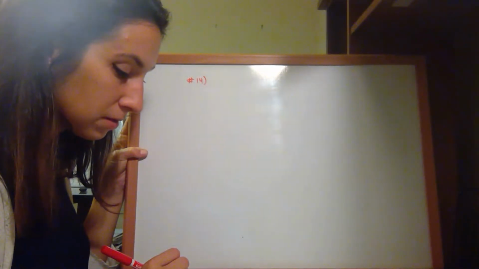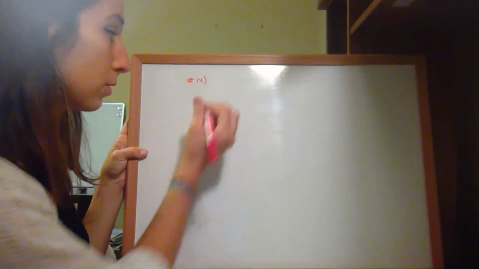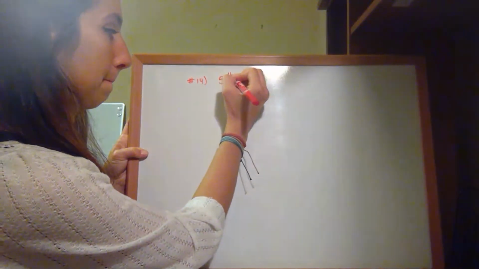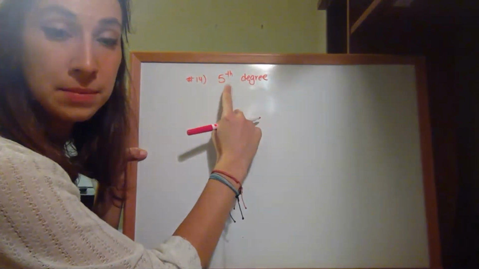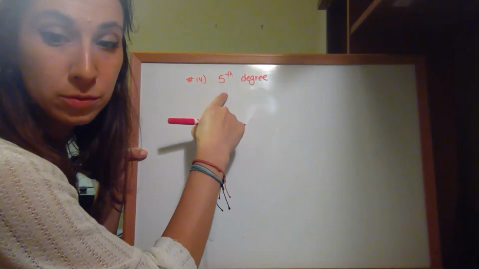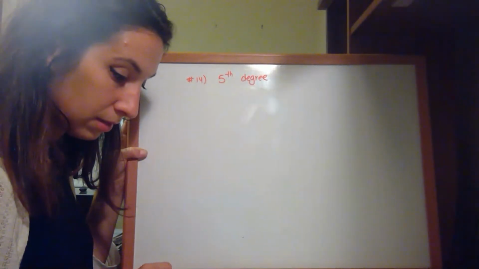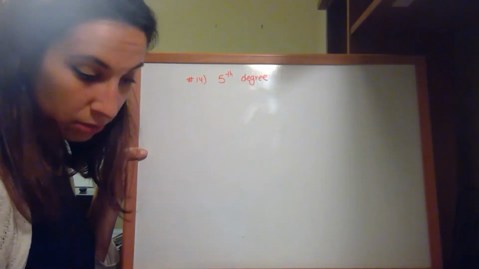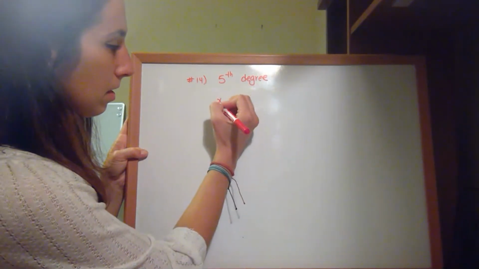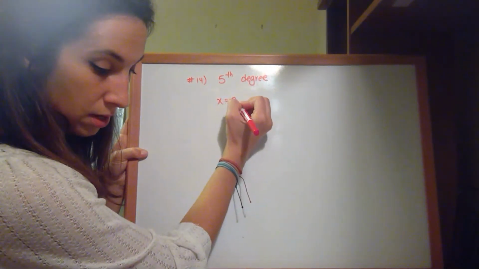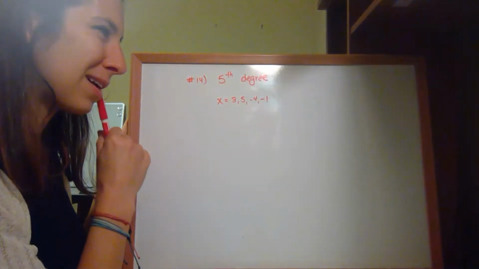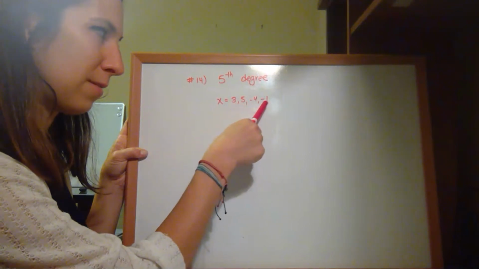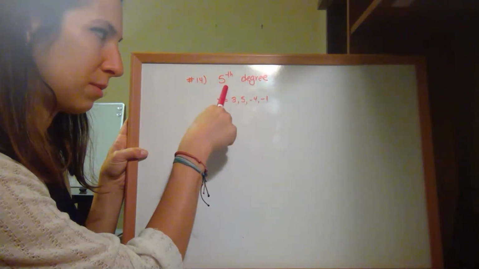Find the 5th degree polynomial. Okay, so you were told it's 5th degree. And remember, that indicates to you how many roots there will be. There will be 5 roots, or zeros, same thing. X equals 3, 5, -4, -1. Okay, so right away I'm like, okay, 1, 2, 3, 4. That's only 4 of them. It's supposed to be 5.